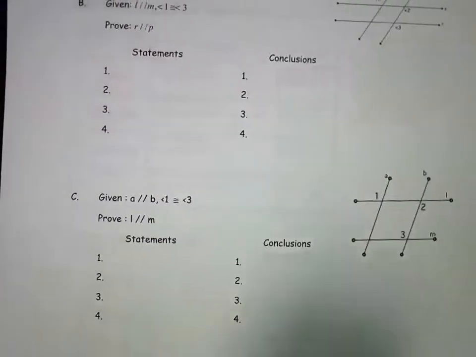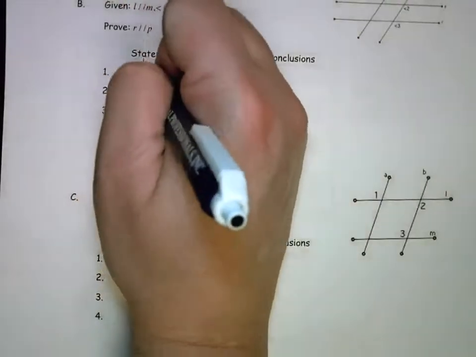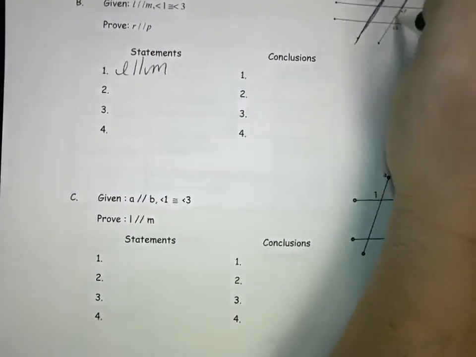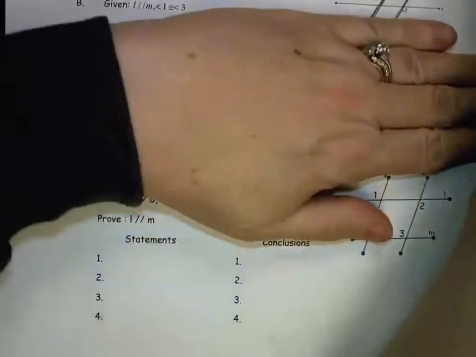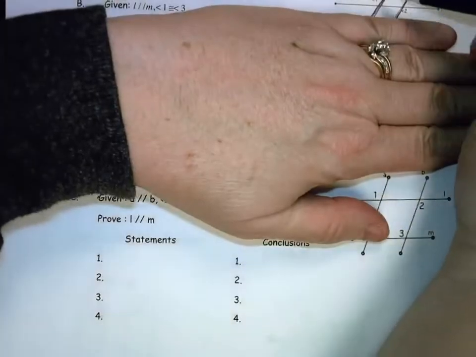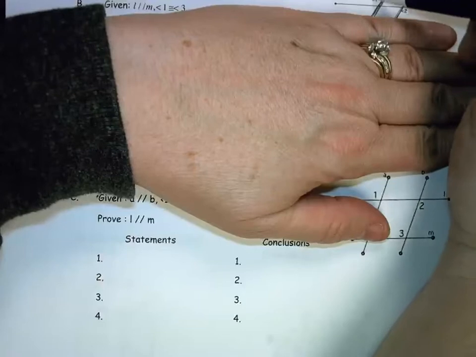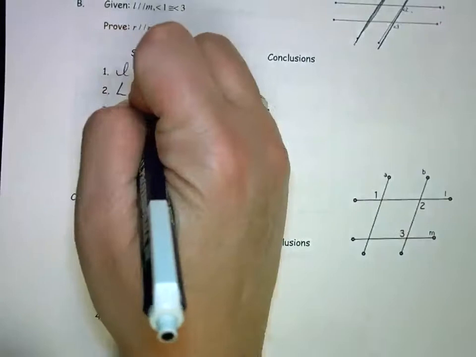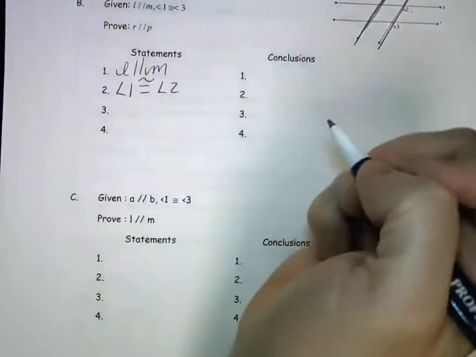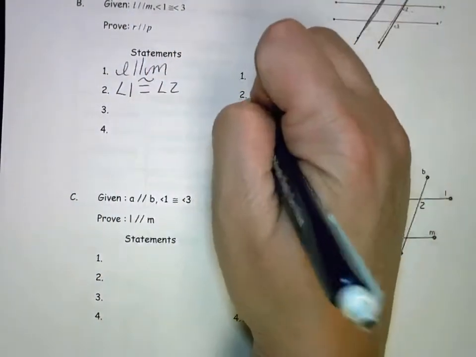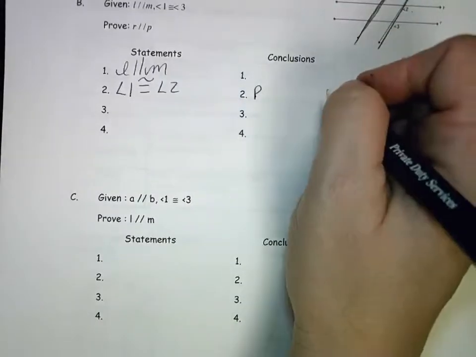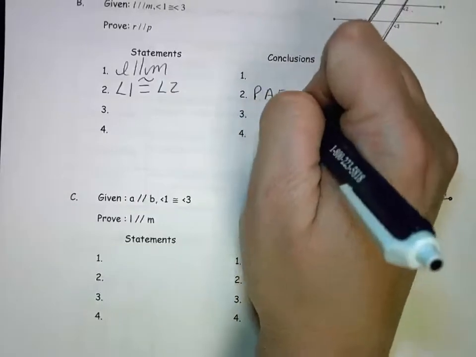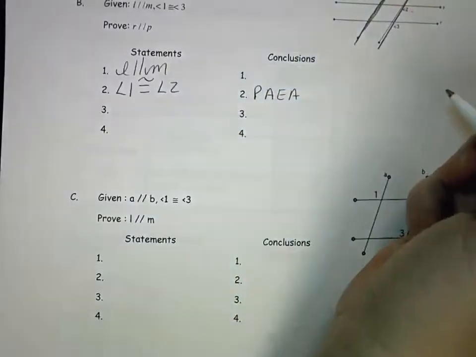Proof B, we are given L is parallel to M. So just looking at that, if L is parallel to M, and I'm going to cover up this bottom half, if L and M are parallel, I can say something about these angles. We can say angle 1 is congruent to angle 2, because they told us, we were given those lines are parallel, and we said those alternate exterior angles are congruent.